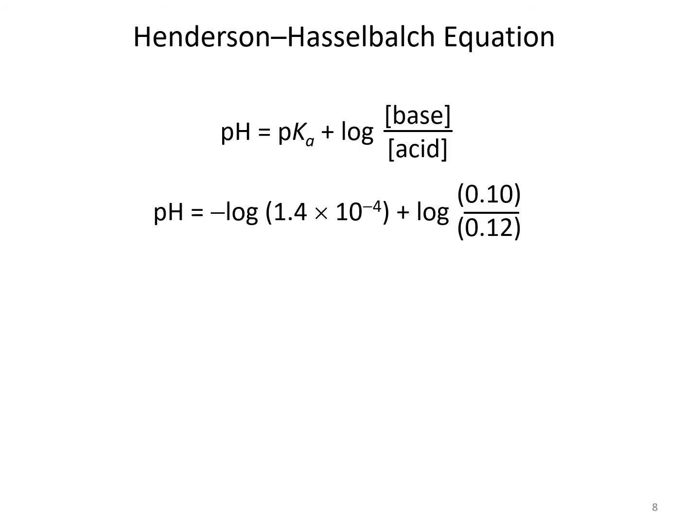And once we have the Ka, we can calculate pKa. Now we're going to take those values and substitute into the Henderson-Hasselbalch equation. And then we're going to solve that and find that the pH is 3.77.